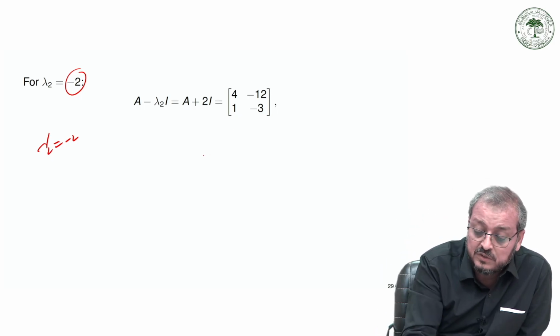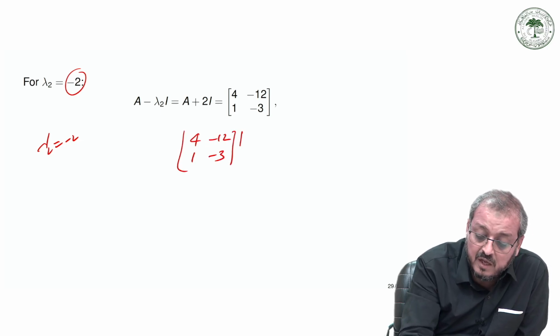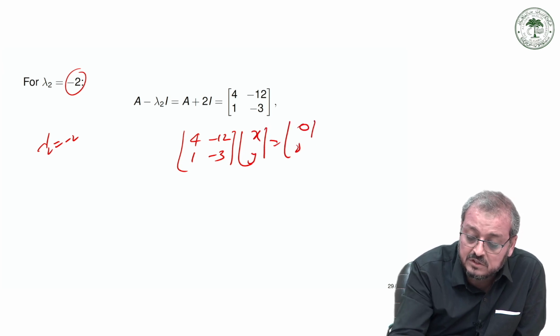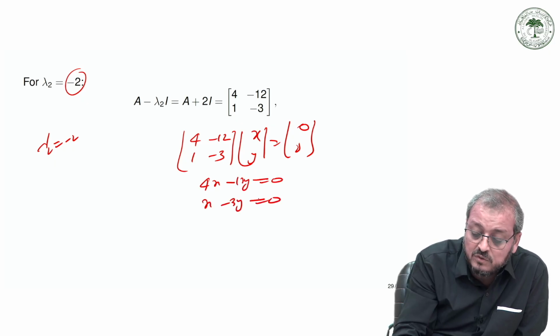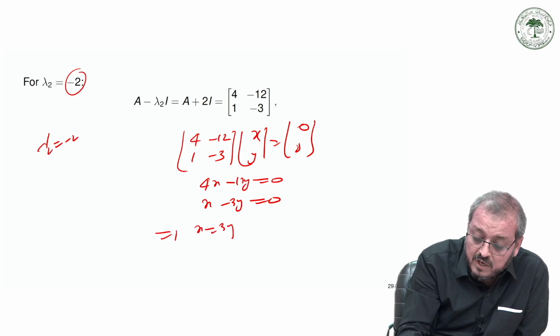So this is equal to this, so we can write 4 and minus 12 and 1 and minus 3, and we can write x and y is equal to, you have a homogeneous system of equations. We can say that 4x minus 12y is equal to 0, then you have x minus 3y is equal to 0. So this implies that x is equal to 3y.